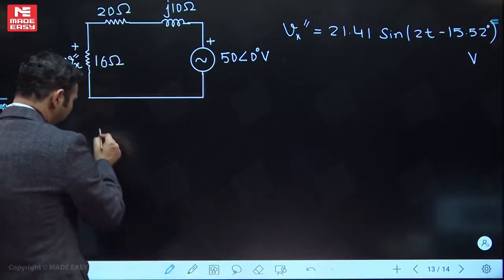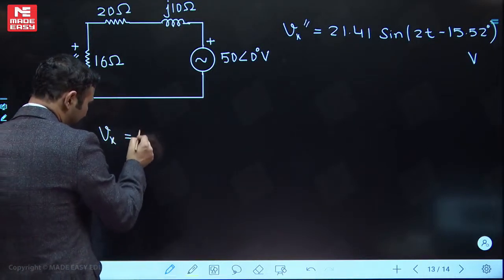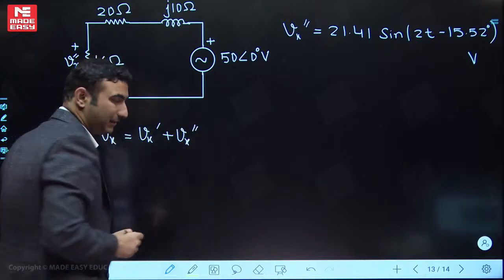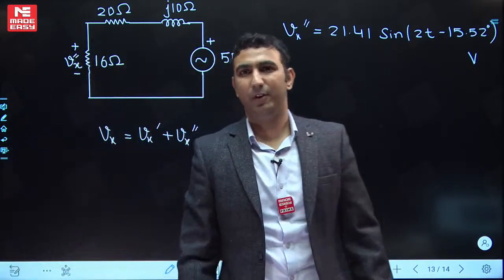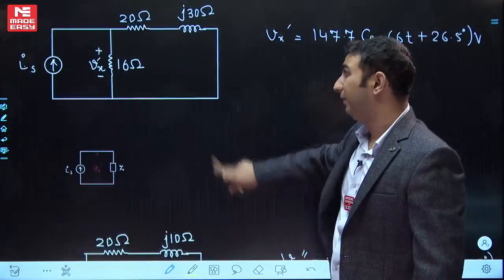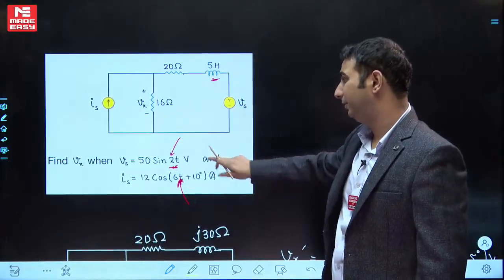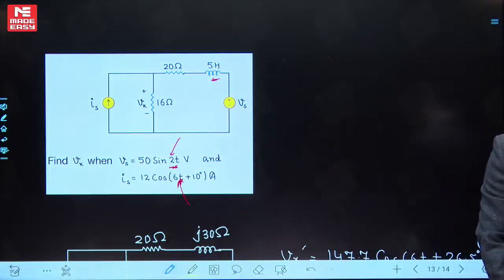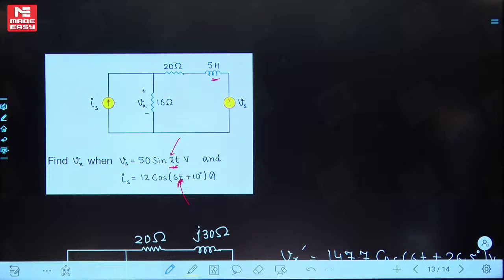So the total answer Vx will be Vx dash plus Vx double dash. The only thing I wanted to show you is this: when you have two different frequency components, please be careful to apply the superposition theorem. Okay, now let's see one more thing.